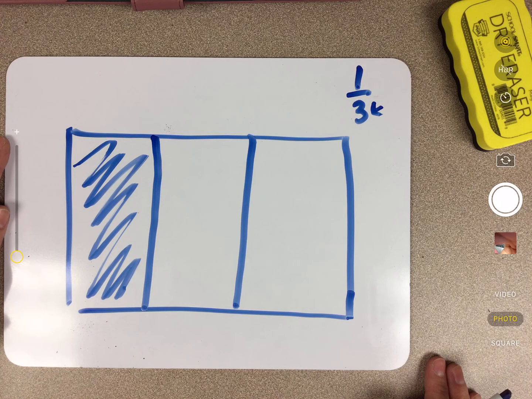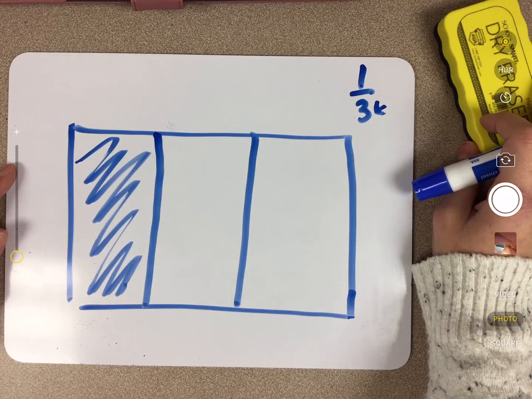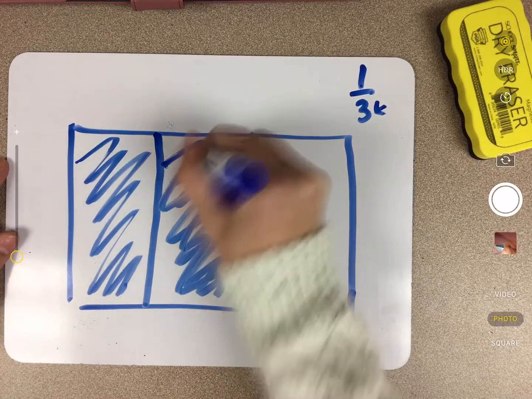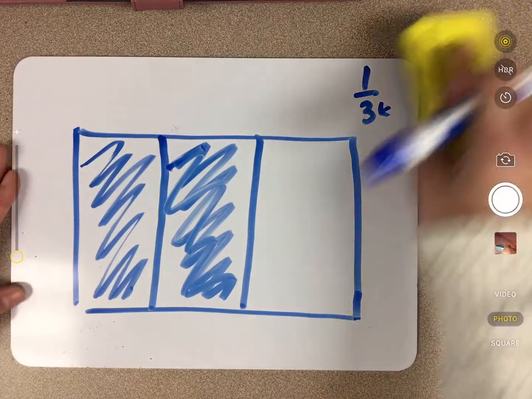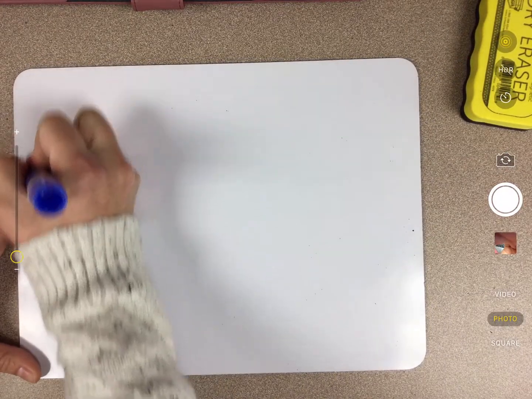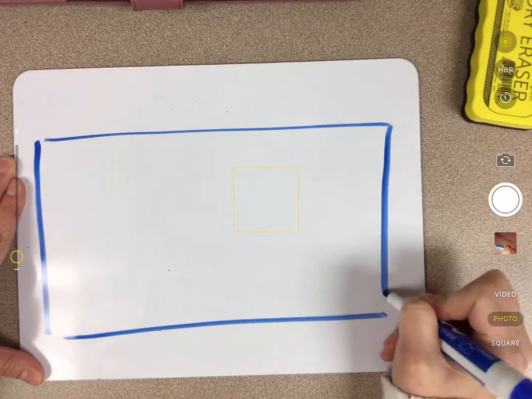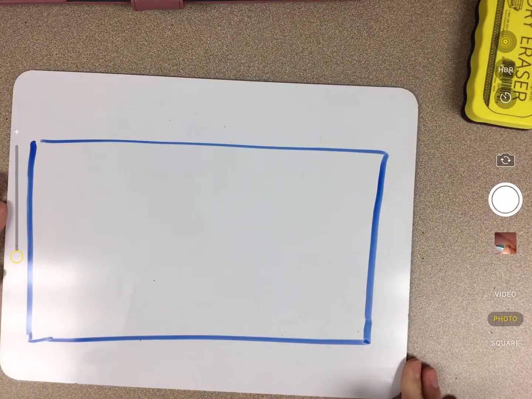Now, I want you to shade 2/3. What would you do? You would shade another part of your rectangle because this is 2 of 3. Good job. Now I need you to erase. And I need you to draw another rectangle for me. And I need you to divide it and shade 1/6.